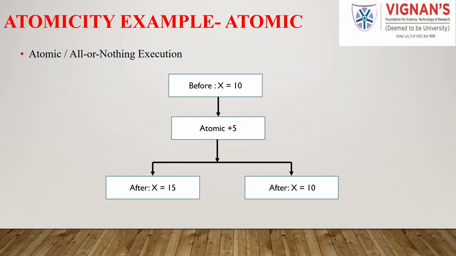On the right branch, the after, x equals 10. This represents a failure scenario such as a system crash or power loss during execution. Because the operation is atomic, the system automatically aborts the operation and discards any partial changes. The original value of x remains unchanged at 10.